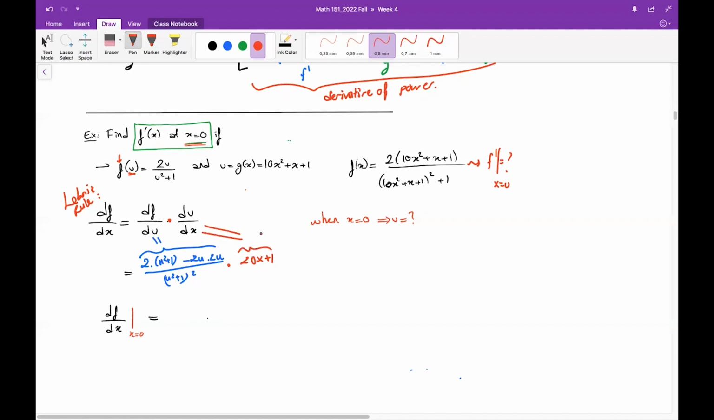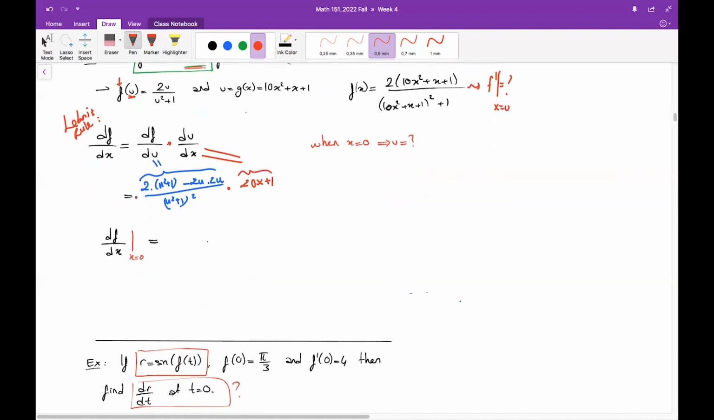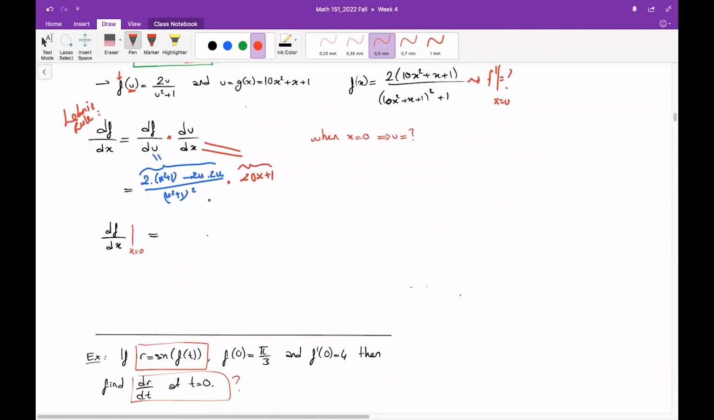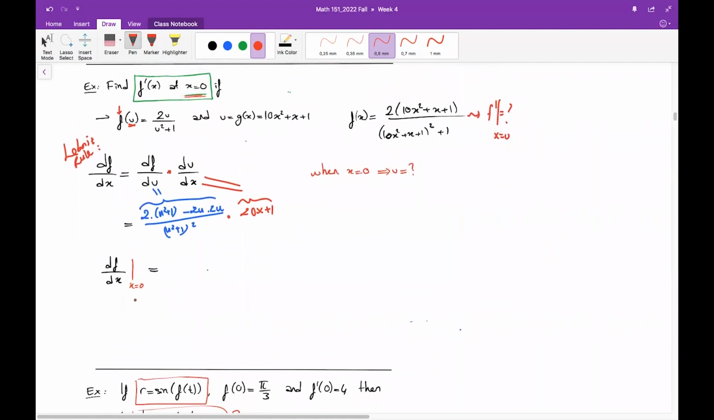And then we want to find the value of this first derivative at x equals 0. So we will insert x equals 0. What happens to u when x equals 0? You can easily find that. What is u when x is 0? Just insert 0 for x here and here, so u becomes 1. That's why we will insert x equals 0 and u equals 1 everywhere to find the result.